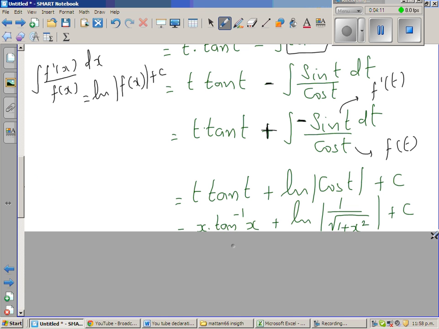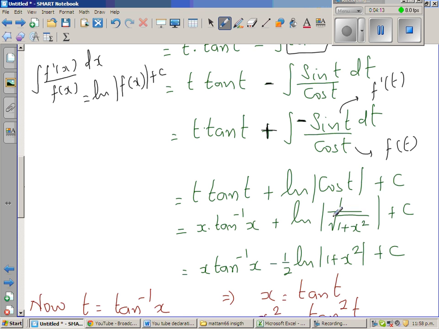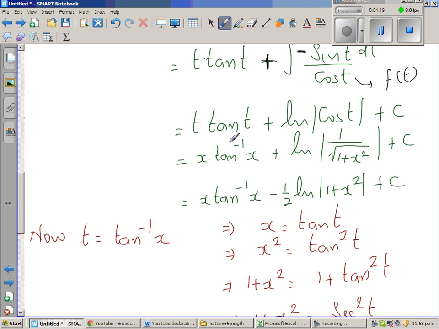I'll remove this now. So this is the answer. Now let me explain how from here you can get this. Let us understand till here. To understand these two steps, I'll go over them first.